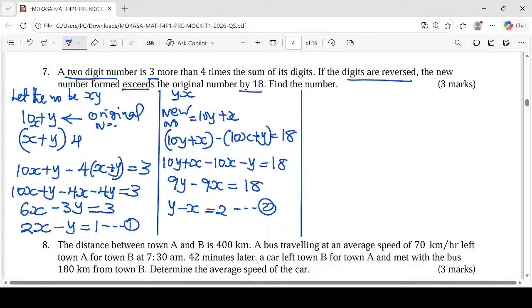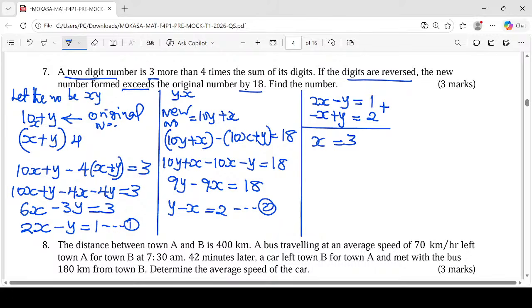In the first equation, we had 2x minus y being equivalent to 1. The next equation, we had y minus x, which is just like saying negative x plus y being equivalent to 2. How do I solve this? I can easily eliminate the y by adding the two equations. Now, 2x plus negative x will become x. Negative y plus y is 0. So x is equal to 1 plus 2, which is 3. So the value of x is 3.